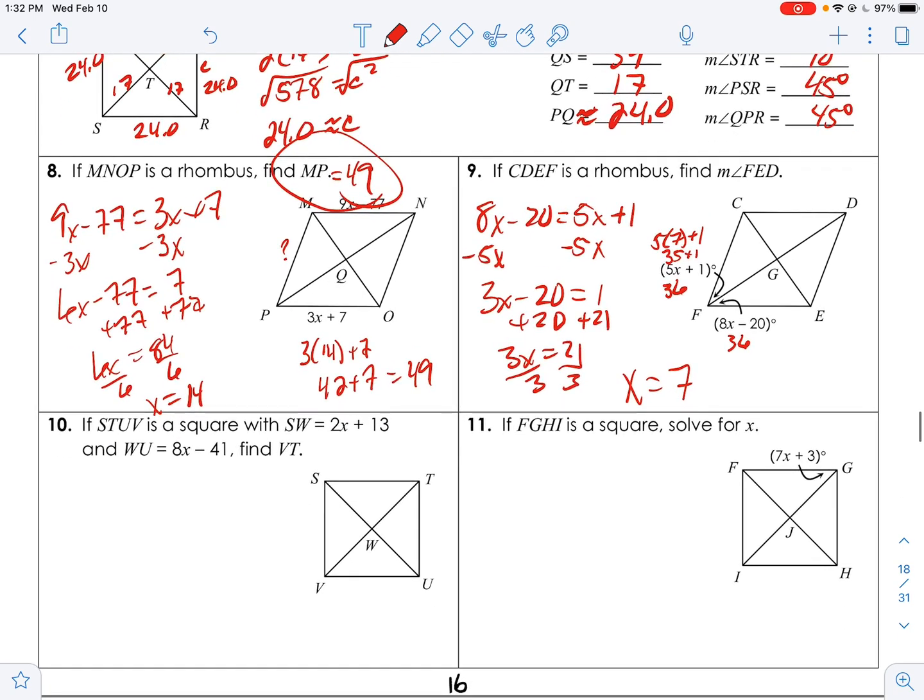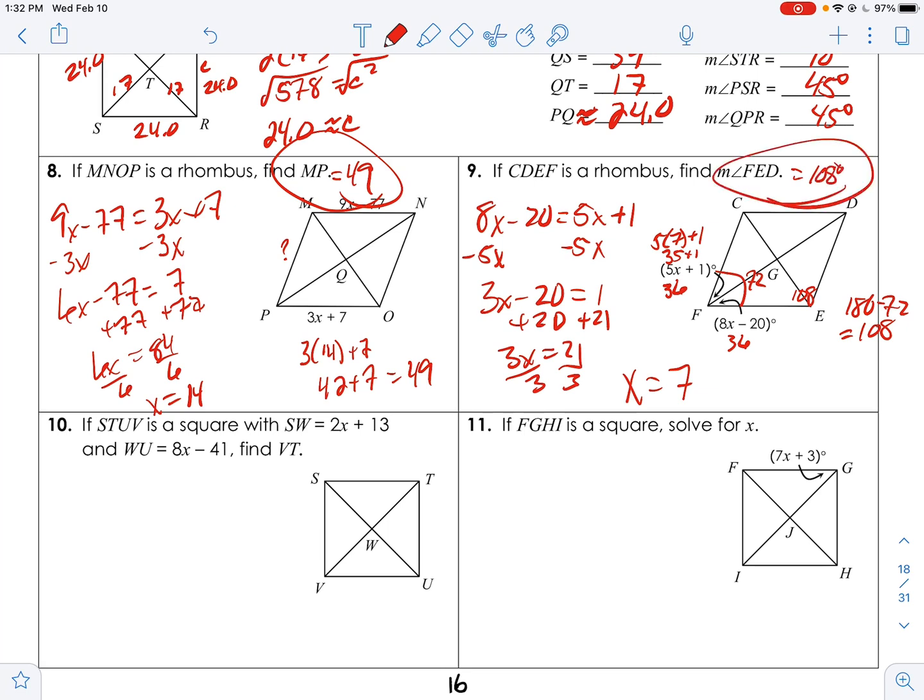So that means this is 72. 180 minus 72 equals 108. This is 108. So that's 108 degrees.